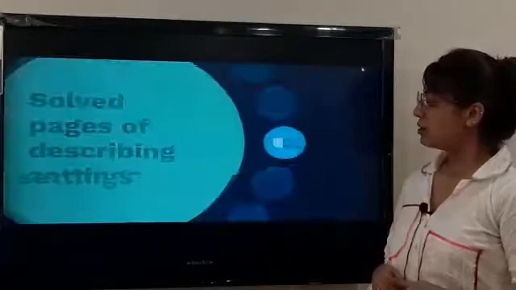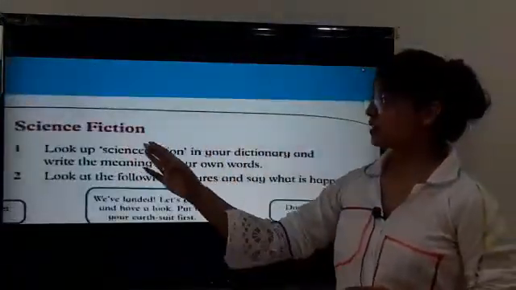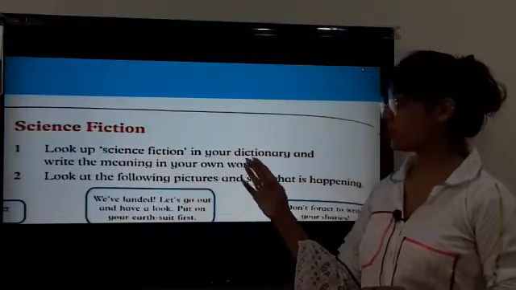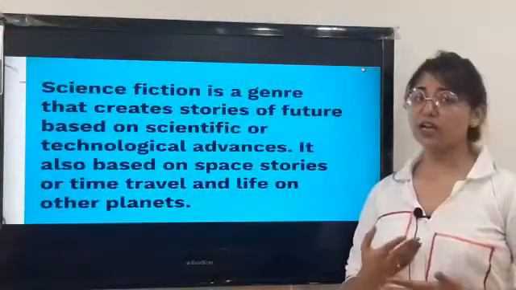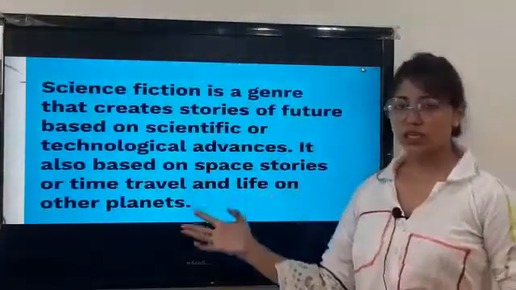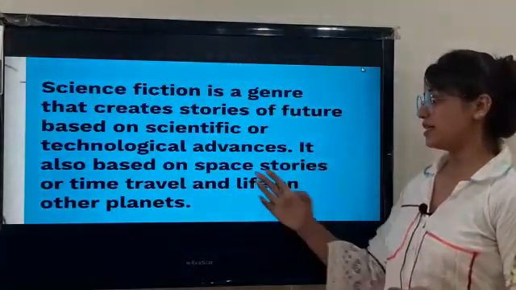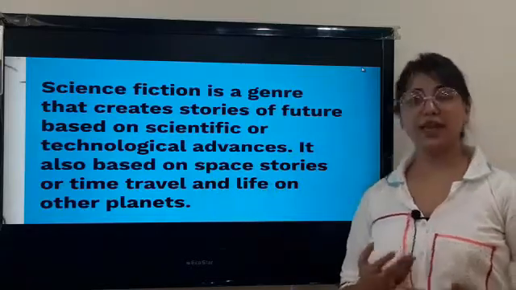Now moving towards, I will tell you about science fiction. Look up science fiction in your dictionary and write the meaning in your own words. Science fiction is the genre in which we study the technological, the systematic advances which are based upon space stories, time travel and life on other planets.